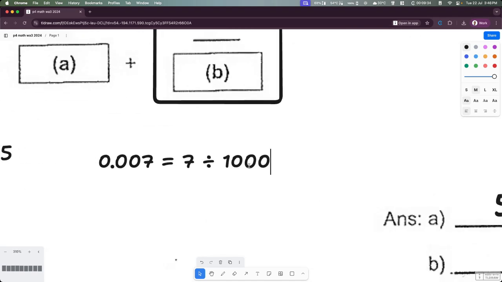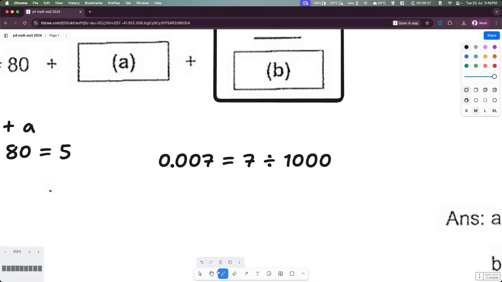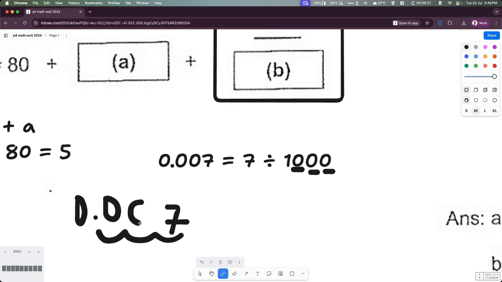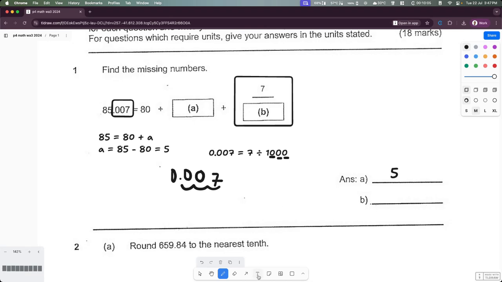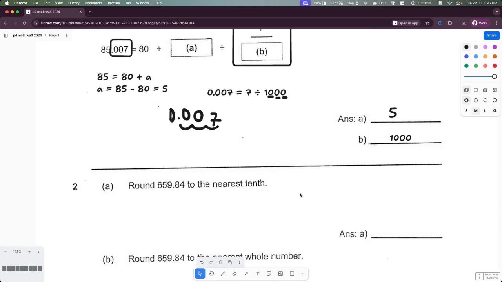Because if we have 7 divided by 1000, it will become 0.007. How do we know? If you remember decimals, you count the number of zeros. You have 3 zeros. That means if you have 7, we push the 7 to the left: 1, 2, and 3. Then we put a dot here, and we put a 0, a 0, and a 0 as well. So 3 zeros will make us 0.007, which is the answer. Therefore, the answer for B is 1000. All right, let's move on to the next one.